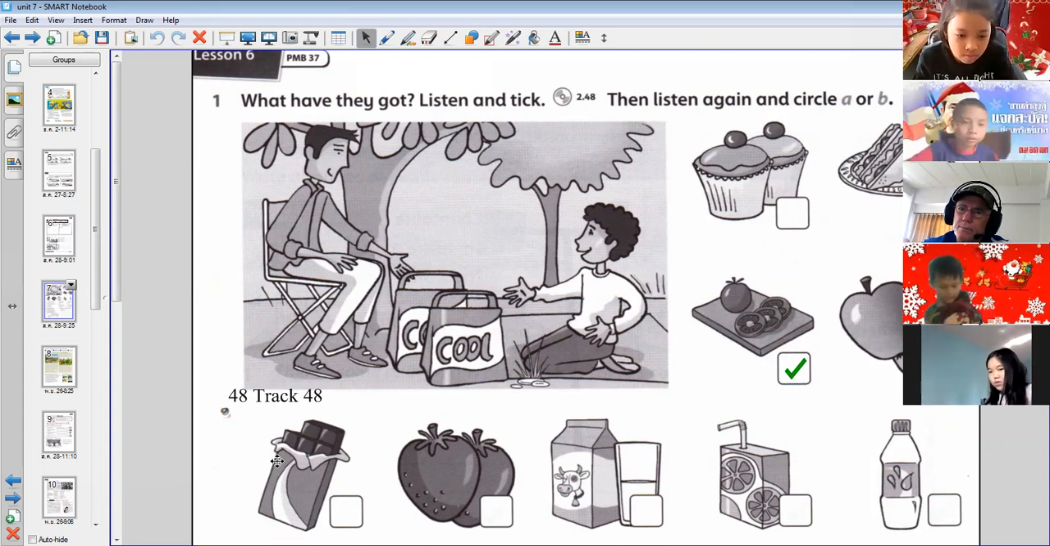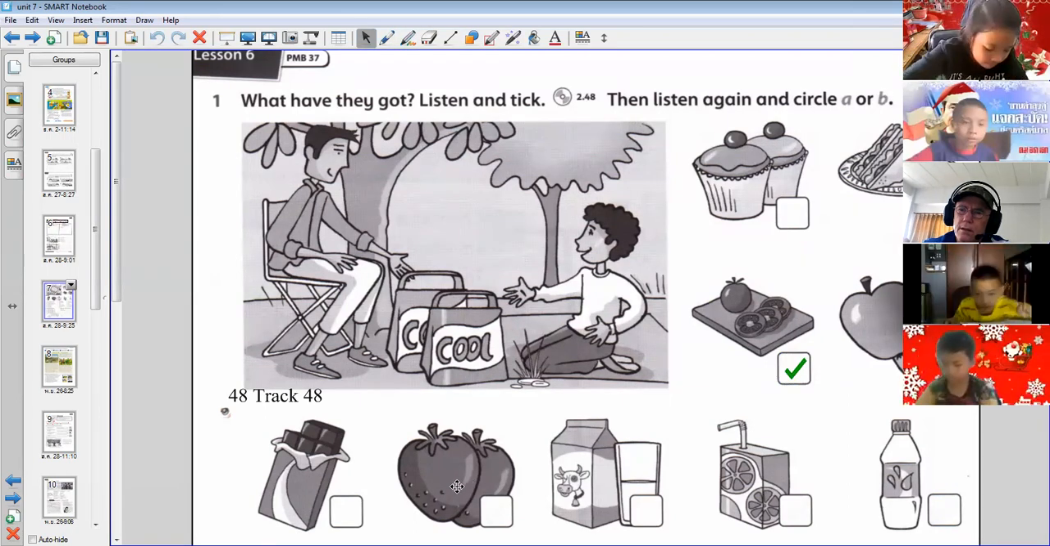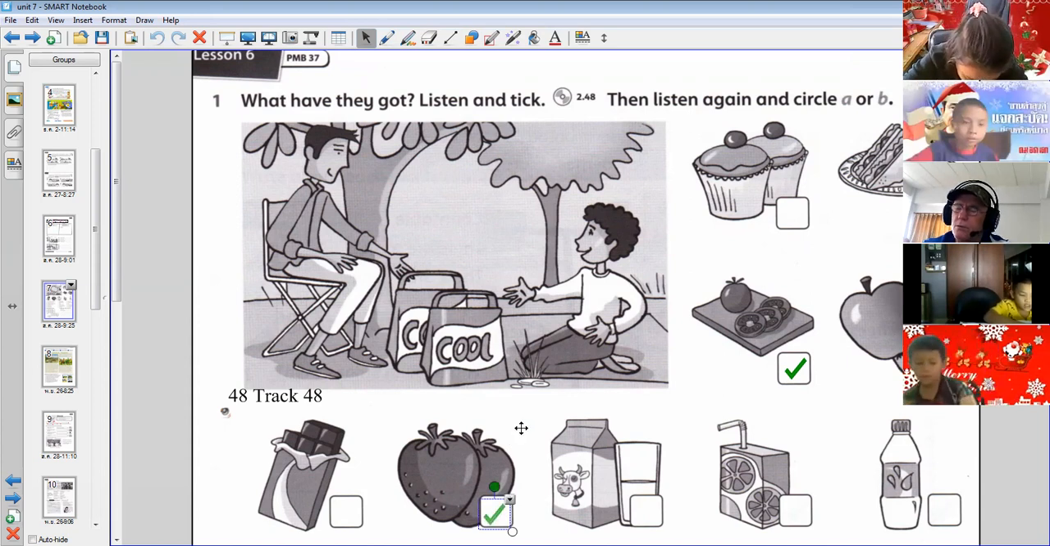Chocolate. There isn't any chocolate. There isn't any chocolate is correct. So no tick in the box there. Strawberries. Beauty. There's some strawberries. No. There are some strawberries, not there's. Strawberries are countable. There are some strawberries.